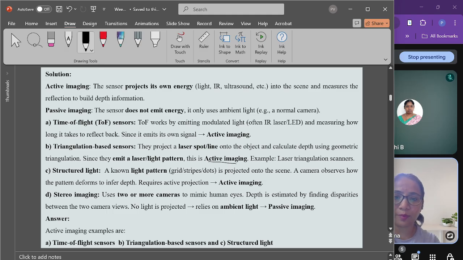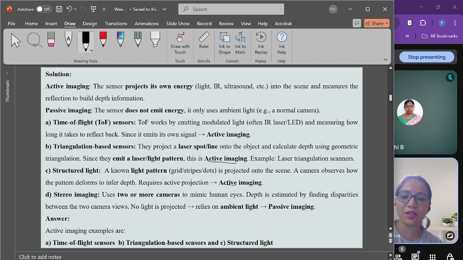So a known light pattern, that is either grid, strips or dots, is projected onto the scene. A camera is used to observe how these patterns deform to infer depth. So it also requires active projection, which makes it an example of active imaging. We have already studied structured light in this week's video lectures.